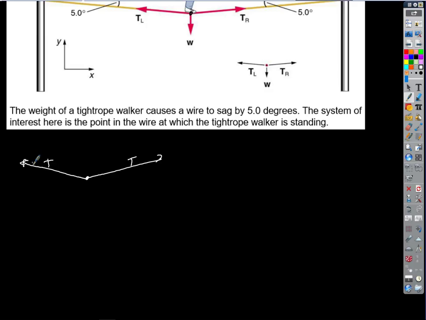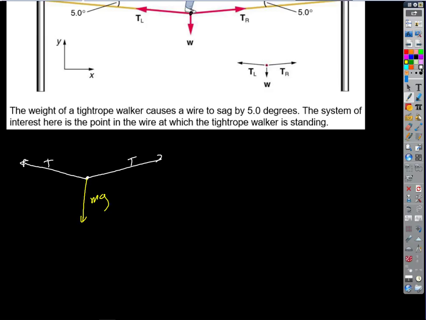If he wasn't, and you'll do some problems like this, if he wasn't in the center, do you think the tensions would be the same? No. You're right. They wouldn't be the same. And you'll get a sense of that here soon. So there's the tension vectors, and here's the weight vector pushing down. Those are not necessarily drawn to scale.